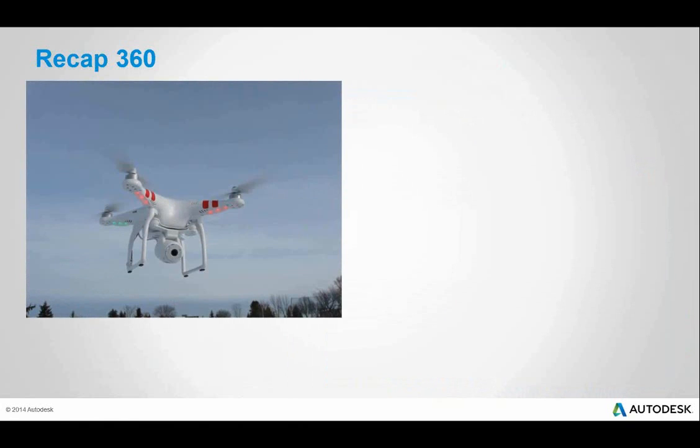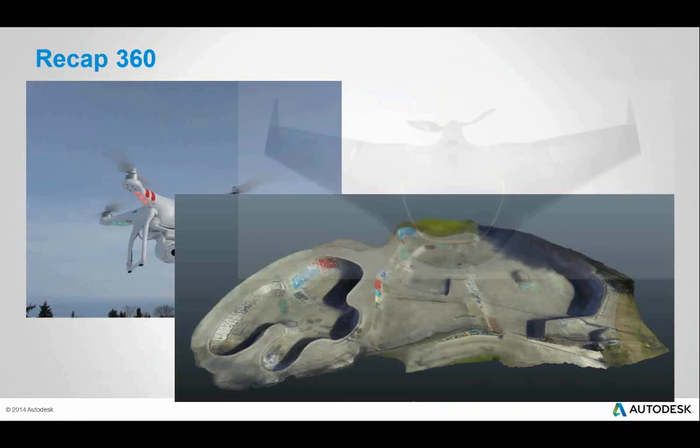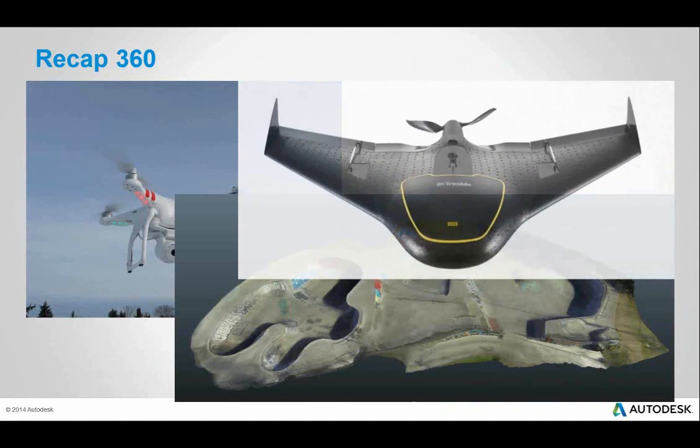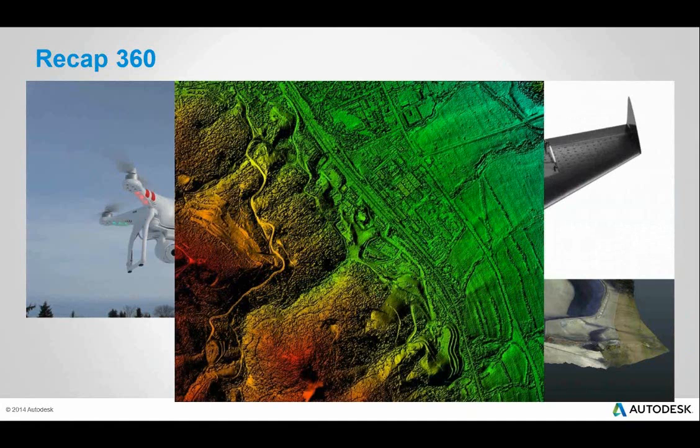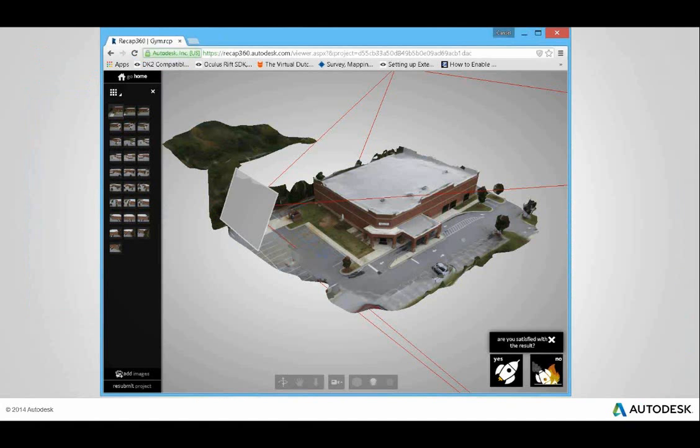Data can be captured from quadcopters, such as this one, to produce three-dimensional models, such as this. This is what Recap 360 Online will do for you. At the next level, using a fixed-wing drone can provide you with digital elevation models like this if you're looking to cover greater areas.